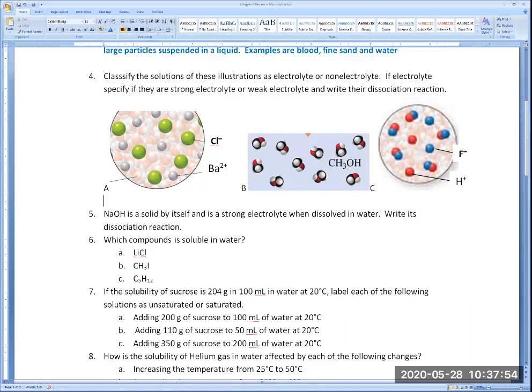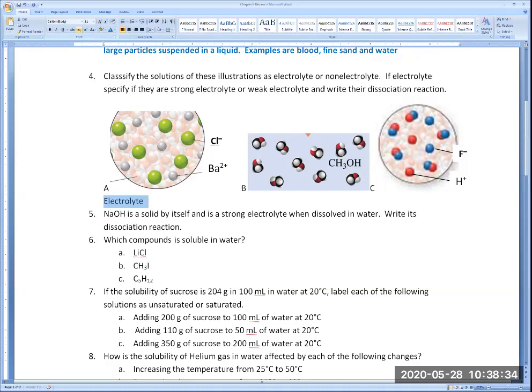Okay, let me rephrase that. According to what I just said, do you think it can conduct electricity? So tell me yes or no. So can this conduct electricity? Yes, right? It can conduct electricity because you have ions. And it's only ions. If you look, it's only the Ba2+ and the Cl-. There's nothing else besides water. It's only those ions. So this would be an electrolyte. It can conduct electricity.